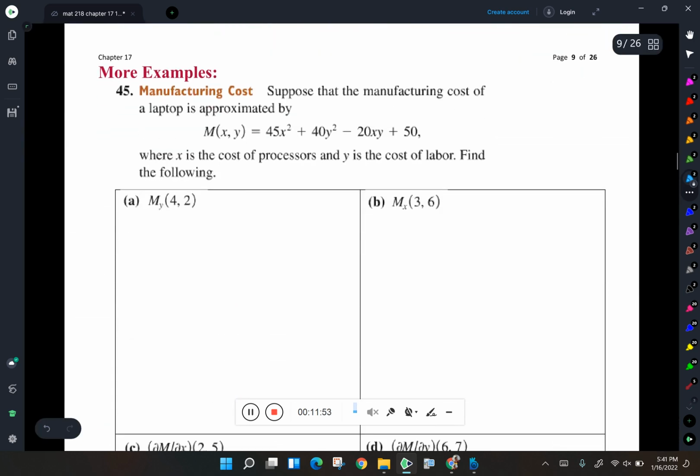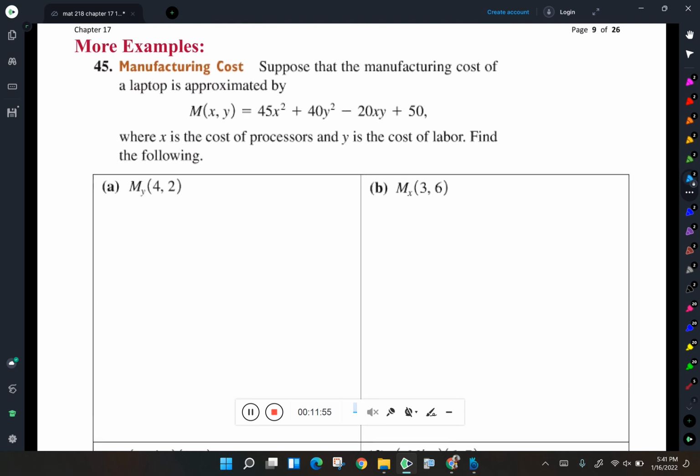Some more examples. Okay. Let's see, manufacturing costs. Suppose that the manufacturing cost of a laptop is approximated by m of xy is equal to that, where x is the cost of processors and y is the cost of labor. Find the following. So what does this say to do?